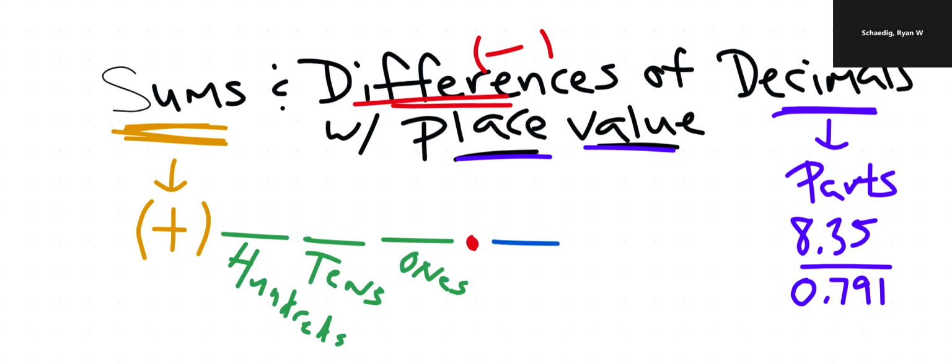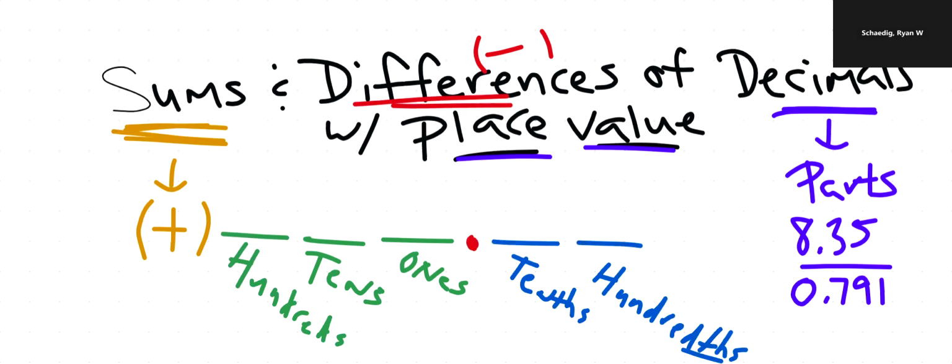We have the tenths place. We have the hundredths place. And I will stop there. And remember, these are the THs, right? Because a tenth means we took the number one and we cut it into 10 pieces. A hundredth means we took the number one and we cut it into 100 pieces.